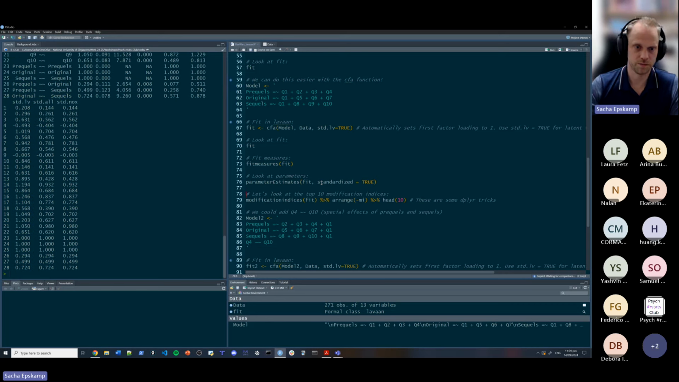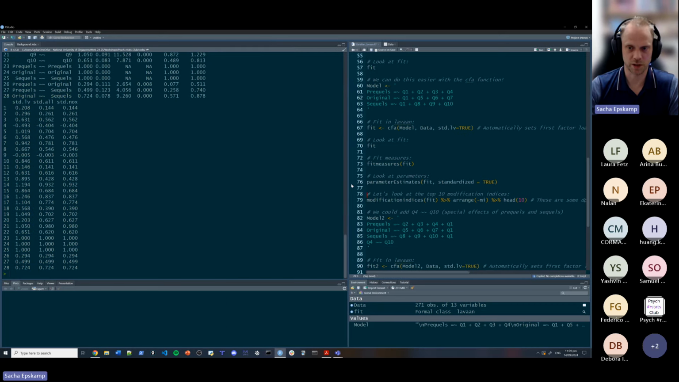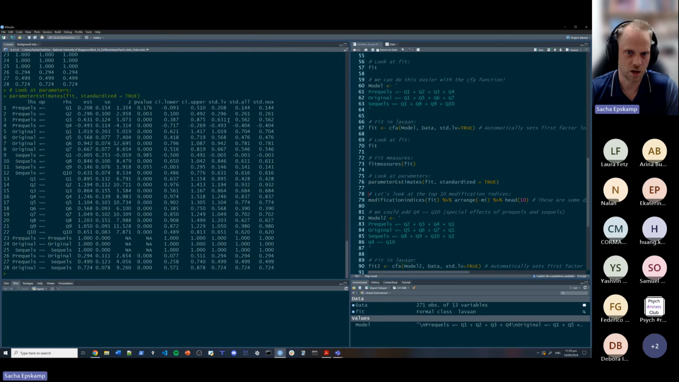I can do standardized equals true. You get some standardized measures. STD all here means what would the parameter have been if the variables were standardized. It means that all the variances were 1. That makes these things the correlations, which are a bit more interpretable. They already were the correlations because we set the vector variances to 1, but that is a bit easier to interpret.